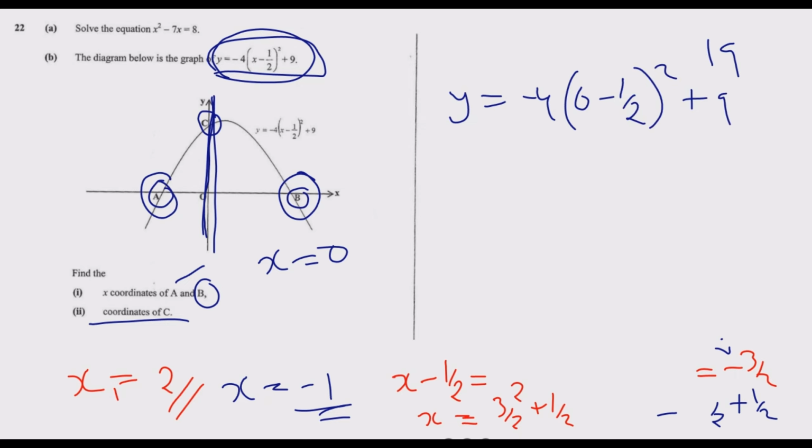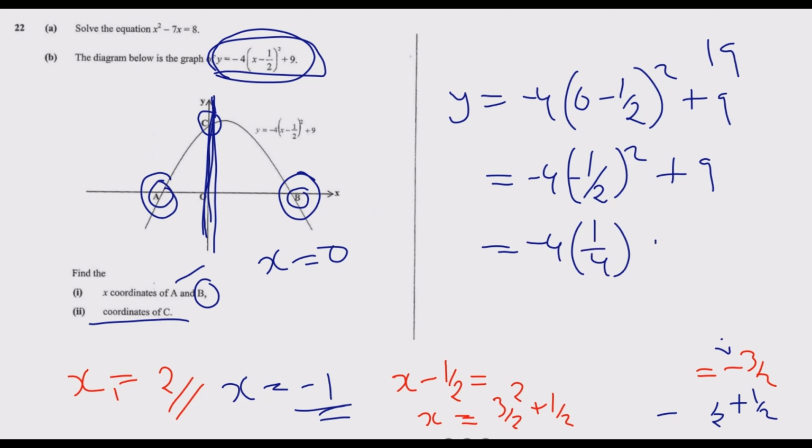Then we can easily find the value of y, because this is along the y-axis, so the value of x is 0. So -4 multiplied by (-1/2) to the power 2, then plus 9. So what we get is -4 multiplied by 1/4, since -1/2 times -1/2 is 1/4, and that gives -1, then plus 9, we get 8. So the value of y at point C is 8. This is how you answer question 22.